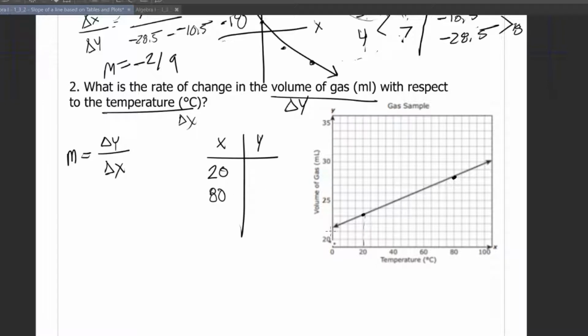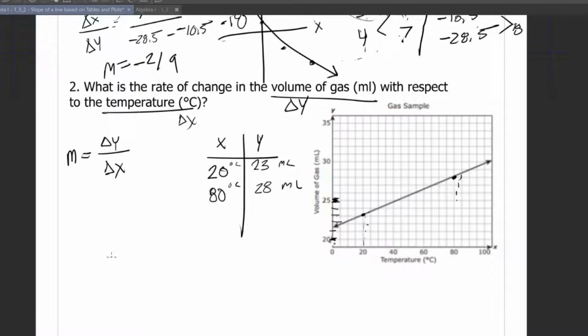Now this goes by 1, 2, 3, 4, 5. So each line is 1. Since 20 is right here, 25 is right here, and then you have 24, 23, 22, 21, 20, right? So this would be 23 milliliters, and the next one would be 25, 26, 27, 28. 28 milliliters, right? Degrees C.